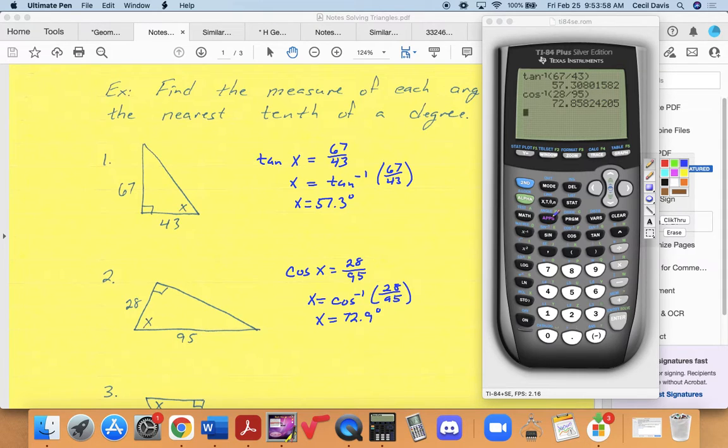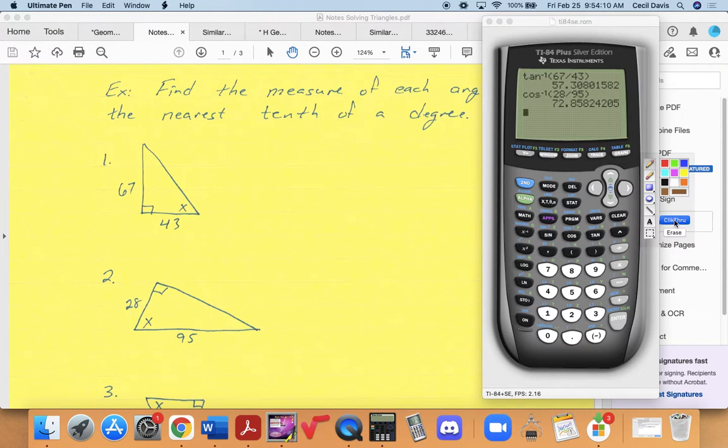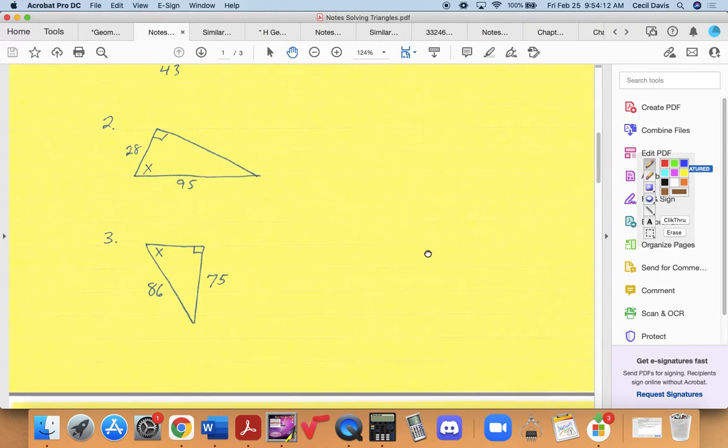Okay, any questions about that? All right, well, see if you can set up the last one on your own. At the very least, set it up. Hopefully, be able to solve it.